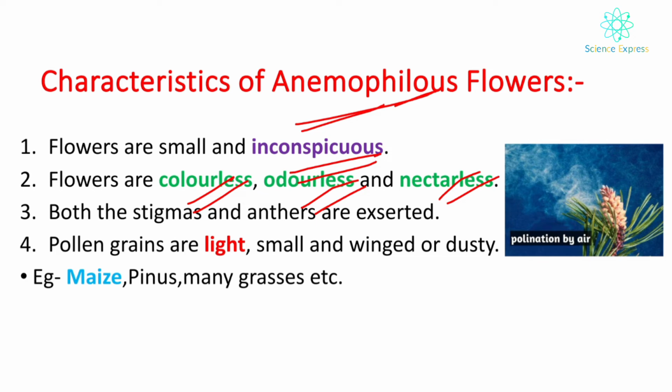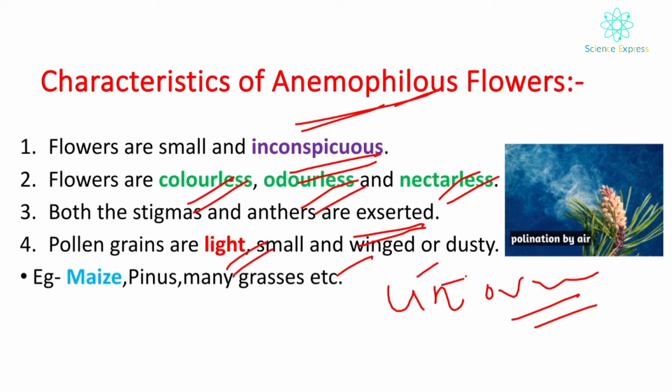Both the stigma and anther are exserted. Pistils are generally uni-ovulated or contain a single ovule. Pollen grains are light, small, winged and dusty. In some cases, anthers burst suddenly to throw the pollen grains. That process is called gunpowder mechanism.